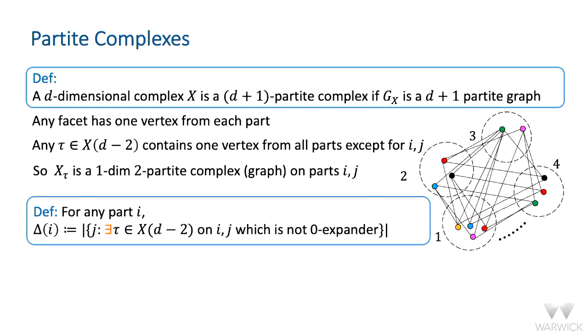So again, I'm going to show you an example in the next slide to make this make sense. But anyway, you look at i, you look at the number of parts j such that there is a bad face between i and j, with positive expansion. And then delta will be the max degree of all of the parts. Okay? So let me show you an example. Hopefully this makes more sense.